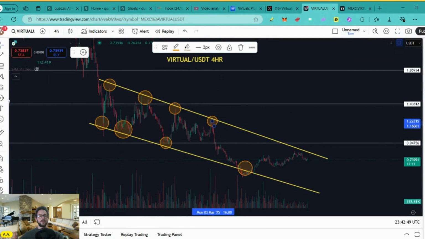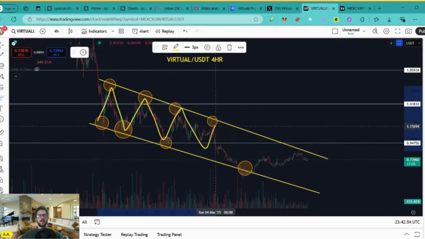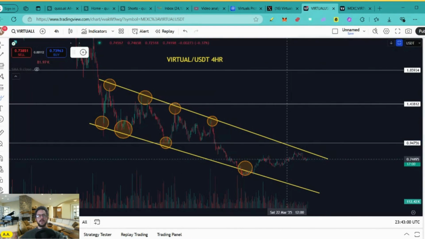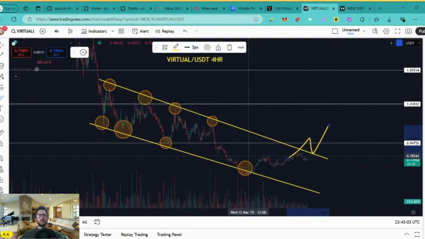Another rejection here. Remember, as long as the price action is moving inside the pattern, we have to assume that it's going to continue moving inside the pattern until it breaks out. This is a falling wedge pattern, and therefore, it has a very high chance of breaking to the upside. 65 to 70% chance of breaking to the upside.